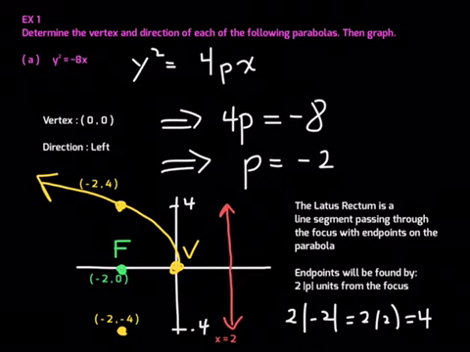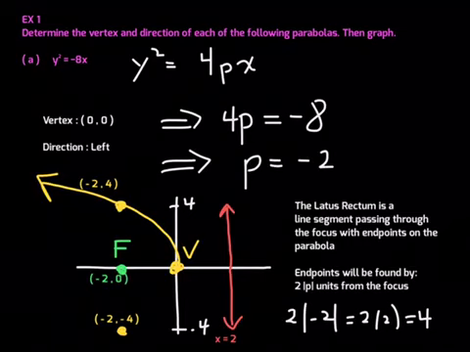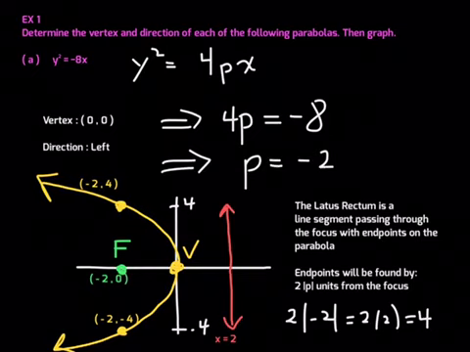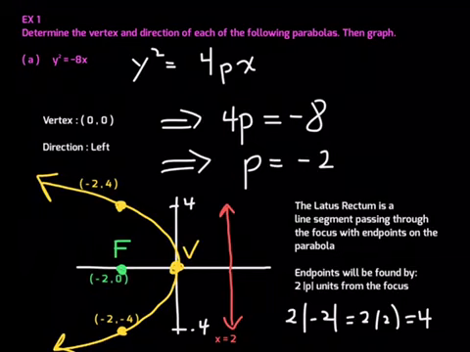And I found these coordinates by going down 4 units from the focus. So it allowed me to do something like that. Okay? So there is my final picture. So we found the vertex, we found the direction of the parabola, and we also graphed the directrix as well. And let's see, the focus.